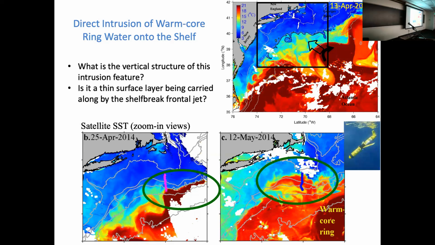So of course the satellite image is great, it gives us the pattern, but does not give us the subsurface feature. So very fortunately, we had a glider there. It's not ours, it's the Pioneer Array, the Ocean Observatories Initiative, the NSF program. They had a glider right across the region. So we had a glider transect right before the intrusion occurred, and then a transect after the intrusion occurred. So now we can look at the subsurface pattern.